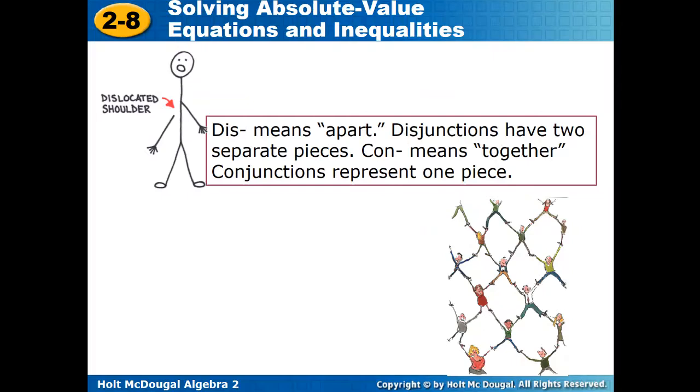All right, so one way to help me remember this, and maybe it will help you too, dis means apart. So disjunctions have 2 separate pieces, and I think of the word dislocated. I see this shoulder here on my little man has a dislocated shoulder and they're separated. When I think of the word con, I think of that as being together. So conjunctions represent one piece. So maybe this little visual here will help you remember that.